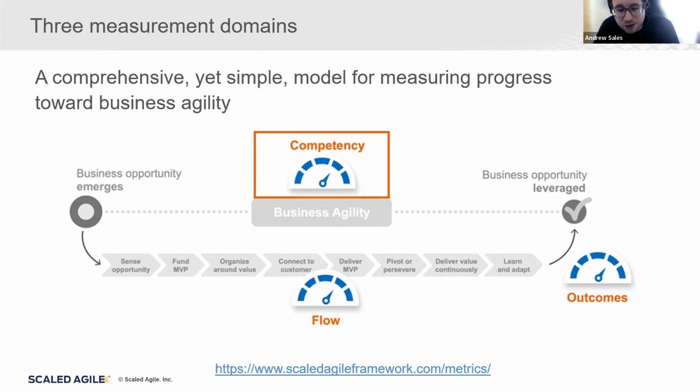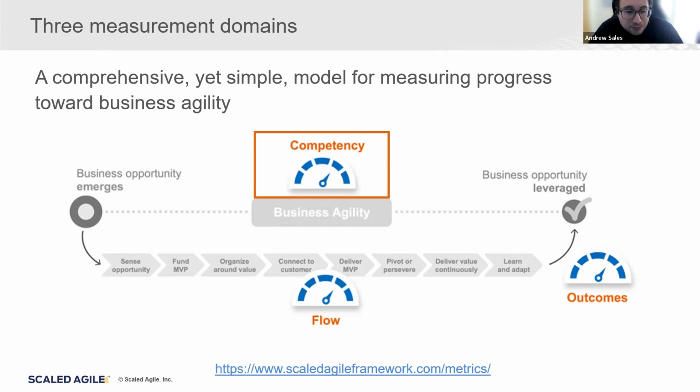Once we understood the steps that an organization needed to take, the answer to the question of what they should measure became more obvious. There were 3 key measurement domains, as we call them, that were pertinent to being measured. The first is flow. How efficient and effective are we at delivering value through these steps? The second is competency. That's what we're going to talk about today. How proficient are we in the Lean-Agile ways of working? Are we supporting our employees in developing the skills necessary to achieve business agility?